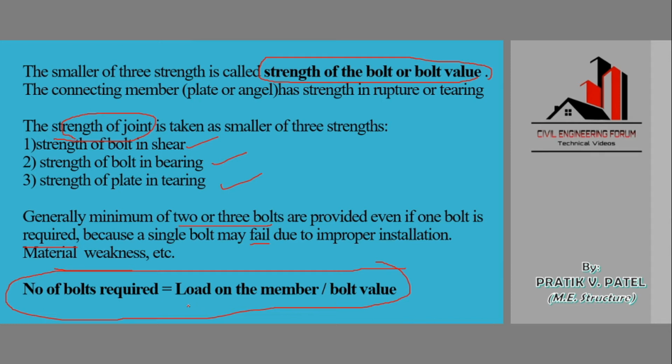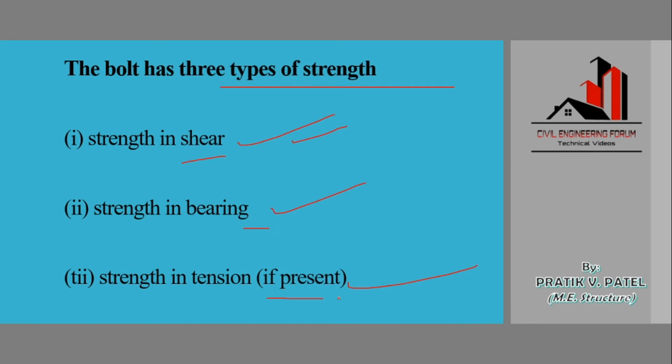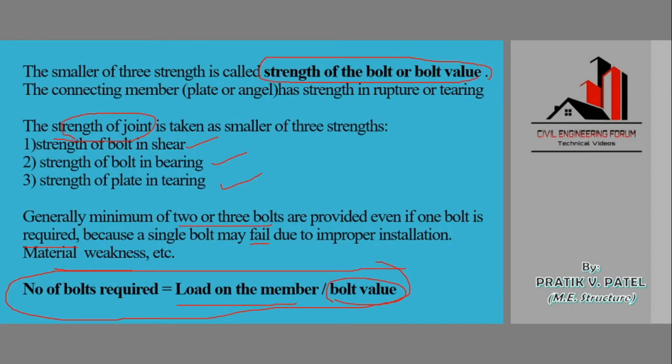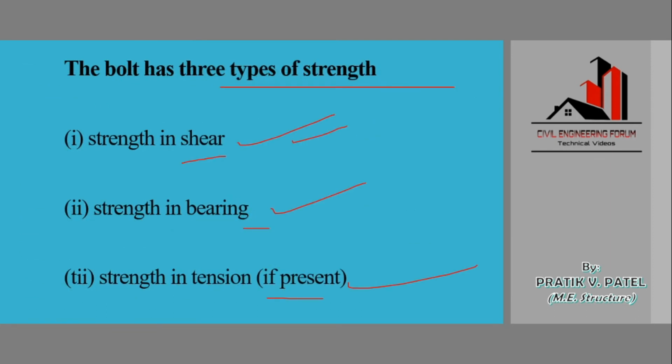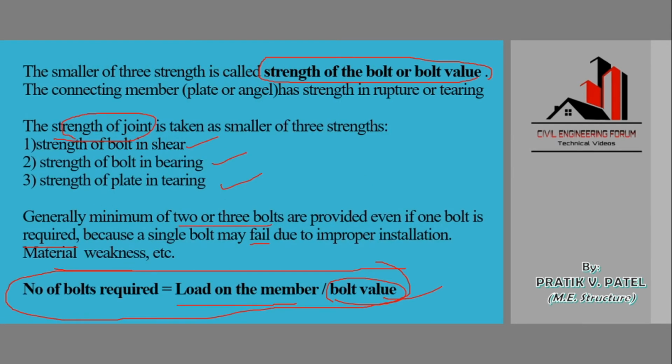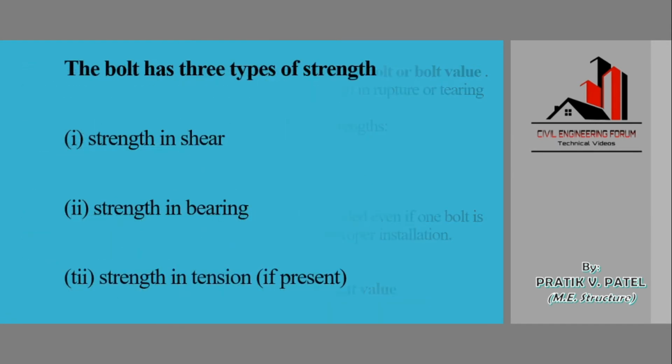So we need to analyze the load on the member, and we already know that bolt value is the minimum of these three values. That is strength in shear, strength in bearing and strength in tension. So we need to calculate how can we find out the bolt value. And we have a big procedure for finding out number of bolts. In order to find out number of bolts required in a particular plate, we need to have bolt value. And in order to have the bolt value, we need to find all these three things. That is strength in shear, strength in bearing and strength in tension. So in my next lecture, I'll be talking about how can we calculate this first thing, that is strength in shear.